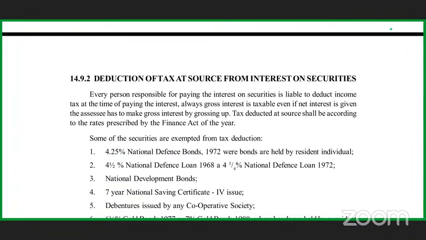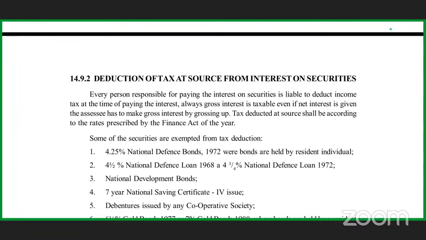Next, deduction of tax at source from income on securities. Here, the person responsible for paying the interest on security is liable to deduct. For example, I have made some investments, or purchased some debentures, securities or bonds on which I will receive interest. Before I receive the interest, the person who is paying that interest to me has to deduct the tax at source. So before paying that interest amount to me, the person should deduct the tax which is applicable.